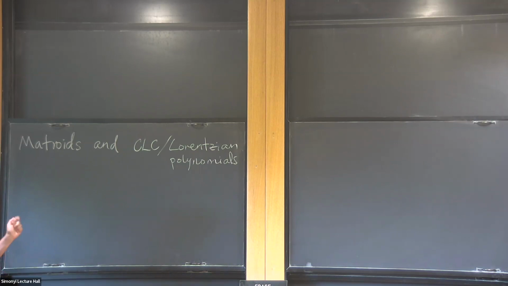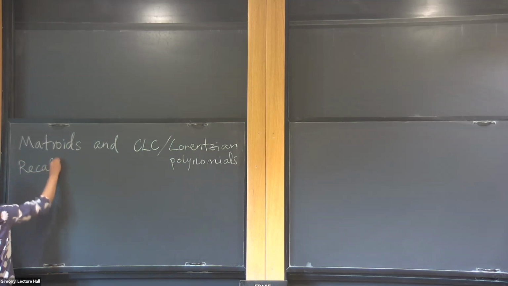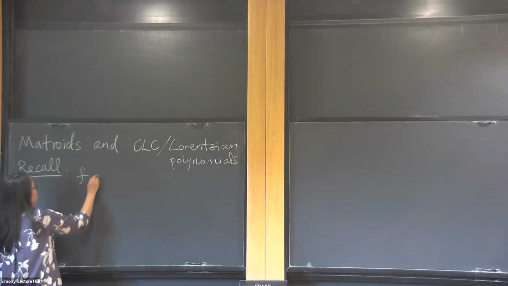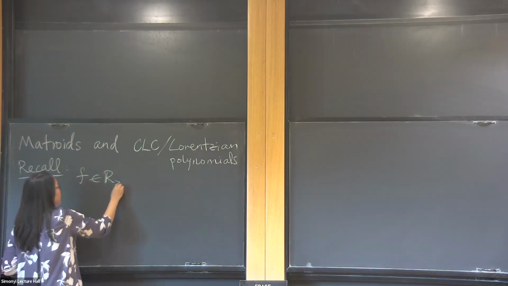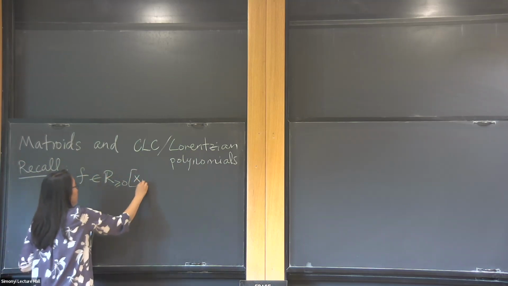So today my goal is to connect matroids and these completely log-concave or Lorentzian polynomials. I'll be using CLC and Lorentzian interchangeably. Okay. So recall the definition and some facts that we learned from last time. For all of today, we're going to assume that a polynomial is homogeneous with non-negative coefficients.